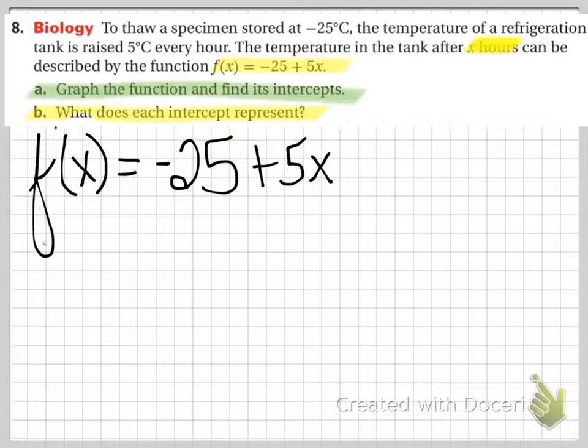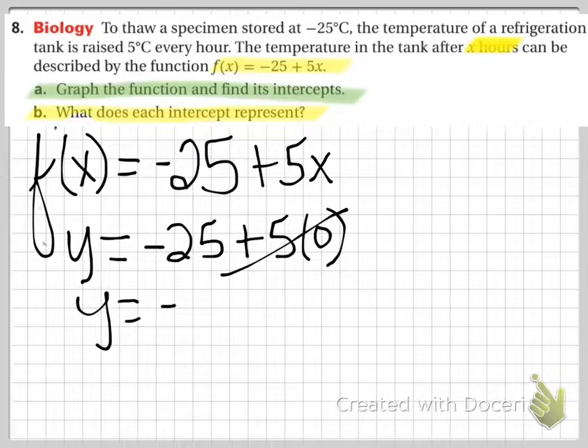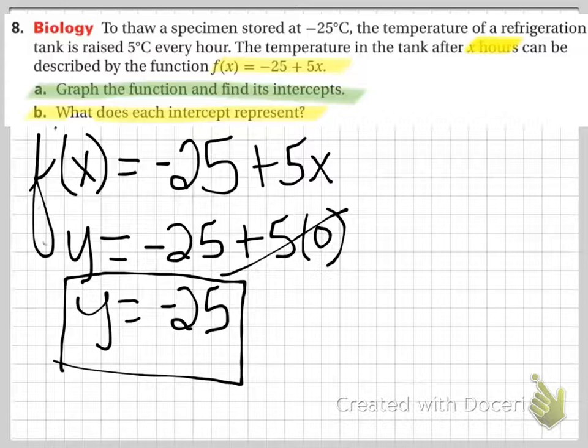I'm going to replace that x with 0 to find my y-intercept. So I'm going to change this f of x to say y equals negative 25 plus 5 times 0. So this is going to cancel, and I get y equals negative 25. That's my y-intercept, where my line crosses the y-axis. It crosses at negative 25. We knew that because that's the temperature that the specimen was originally stored at.